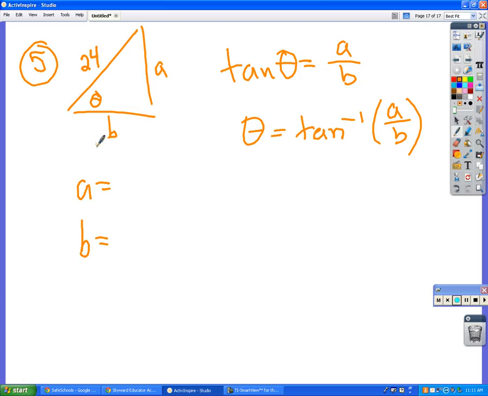So if I go A and the 24, that's the what and the what? Opposite and hypotenuse, which is sine. So the sine of theta equals the opposite side over the hypotenuse. If I solve that for A, what do I do? Multiply both sides by 24, so it's 24 sine of theta. And then this one is obviously going to be 24 cosine.